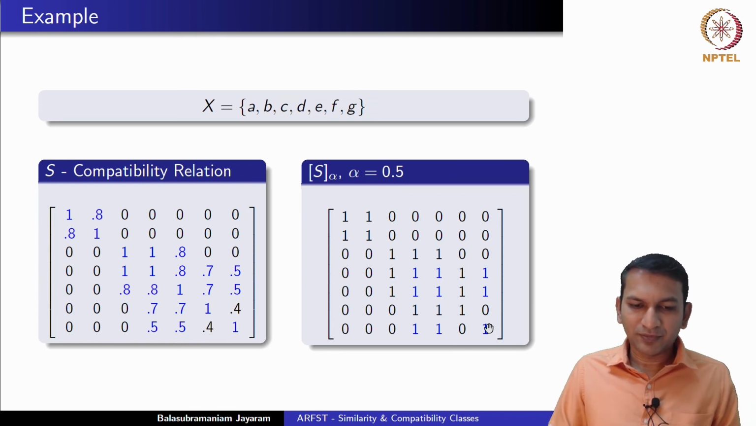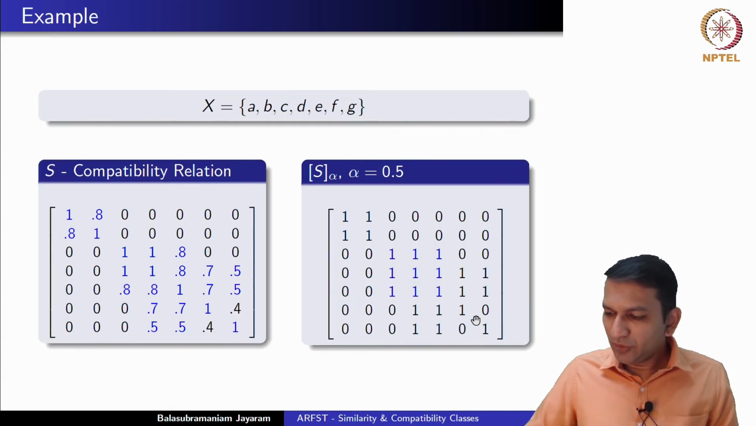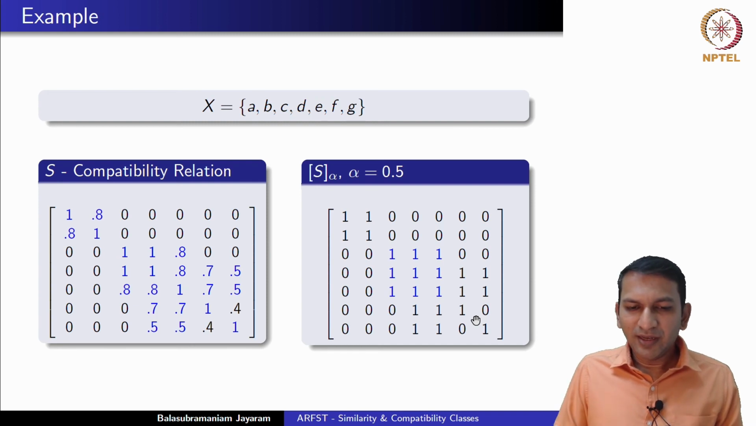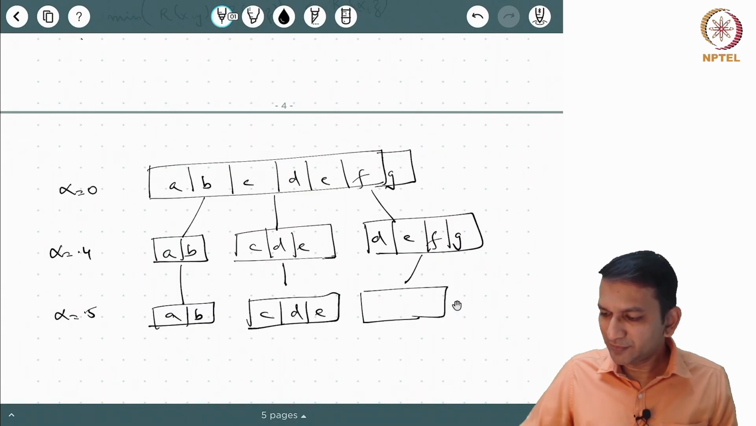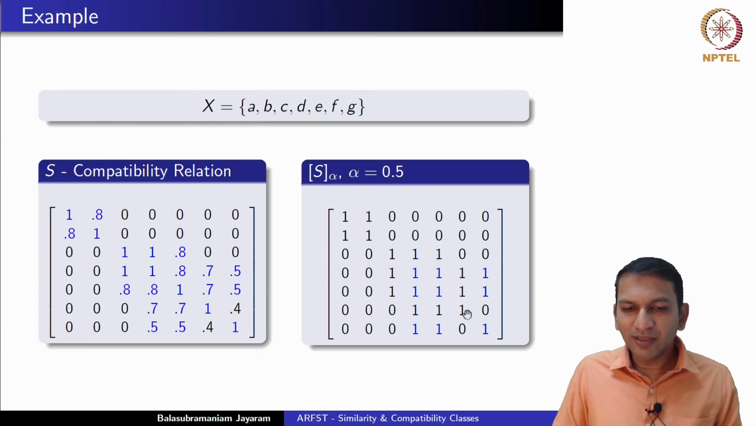So what has happened is A, B have continued to remain together. C, D, E also have continued to remain together. Now, interestingly, D, E, F, G has split like this: D, E, F, and we also have another compatibility class which is D, E and G.